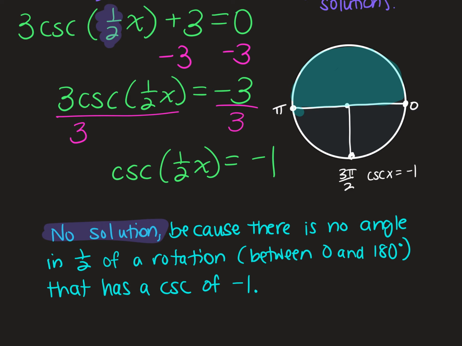Okay, and that's what you could write if you were doing this in your homework and you came up with a solution that looks like this. You could just write no solution. This description, this example, or this explanation is for you, so you know why there's no solution. Because it looks like we should have one. We know where cosecant is equal to -1. It just, unfortunately, doesn't fall within half of a rotation, which for this equation, that's what we needed.